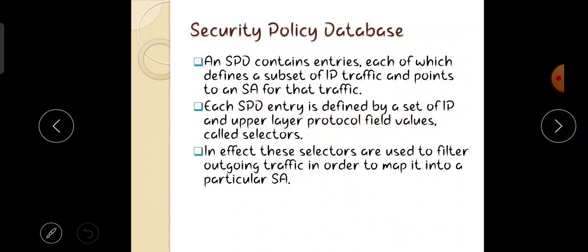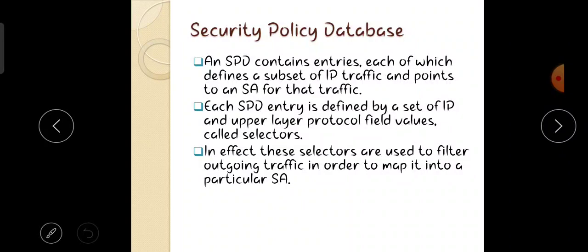The means by which IP traffic is related to specific security associations is the nominal security policy database. In the simplest form, an SPD contains an entry, each of which defines a subset of IP traffic and points to the SA for that traffic. In a complex environment, there may be multiple entries that potentially relate to a single SA, or multiple SAs associated with a single SPD entry.